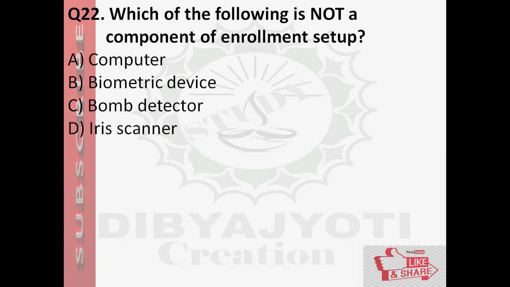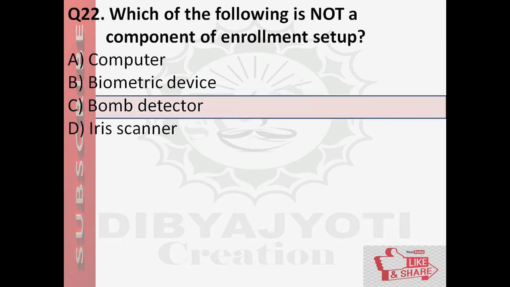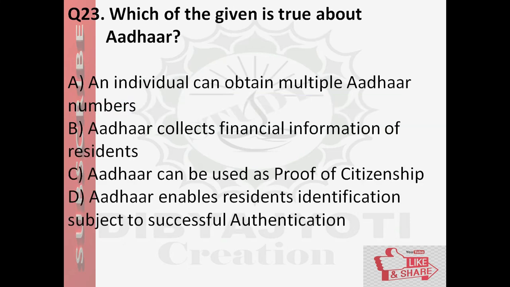Next. Which of the following is not a component of enrollment setup? Options are option A, computer, option B, biometric device, option C, bomb detector, option D, iris scanner. And the answer is option C, bomb detector.